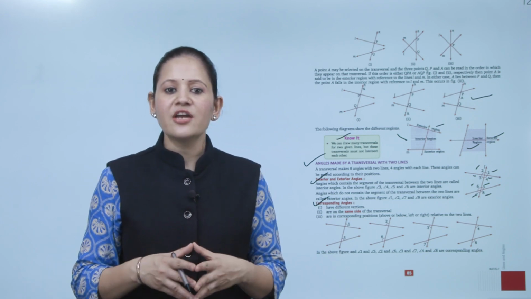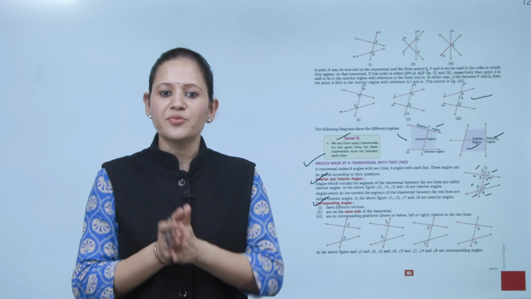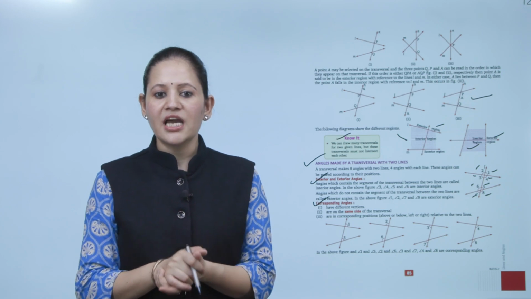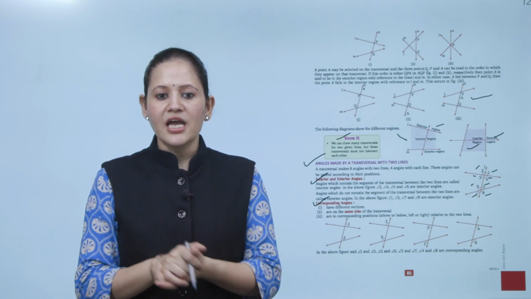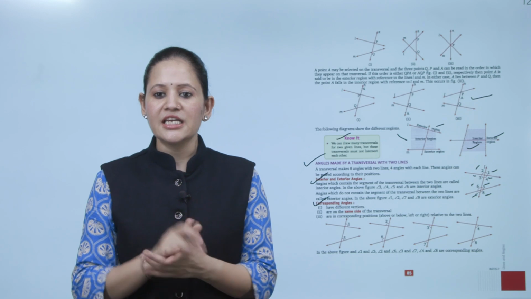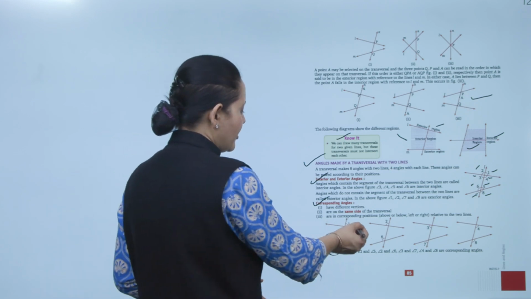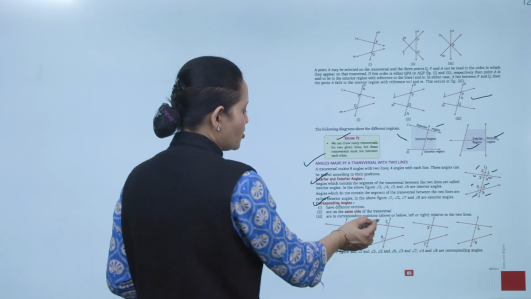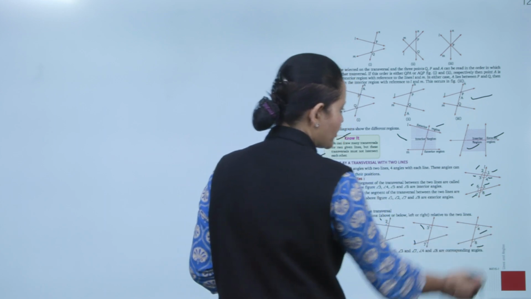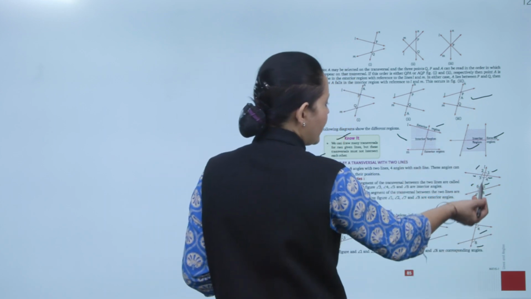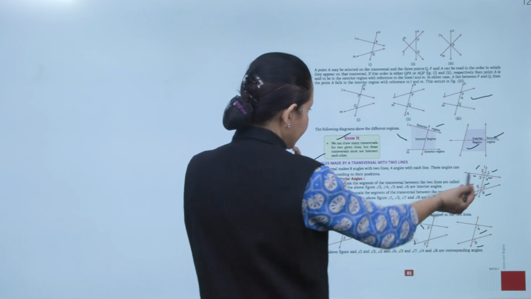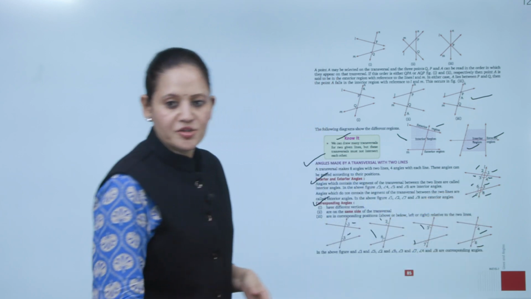They have different vertices, are on the same side of the transversal, and are in corresponding positions, above, below, left, right, relative to the two lines. In the above figure, angles 1 and 5 will be corresponding, 2 and 6 will be corresponding, 3 and 7, 4 and 8 are corresponding angles. So here 1 and 5 are corresponding, 2 and 6, 3 and 7, 4 and 8 are corresponding. Here also you can see 1 and 5, they are corresponding. Clear? 2 and 6, 3 and 7, 4 and 8 are corresponding angles.